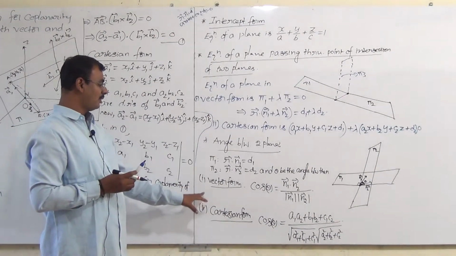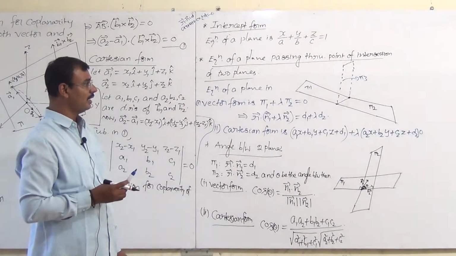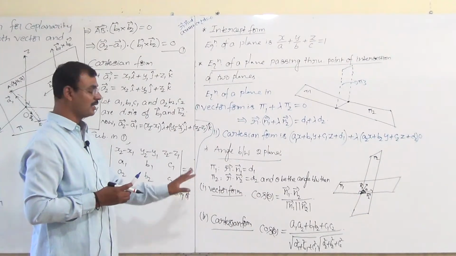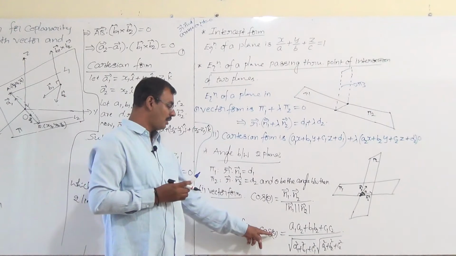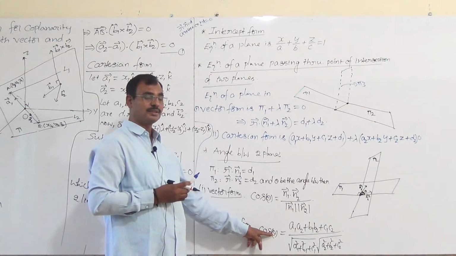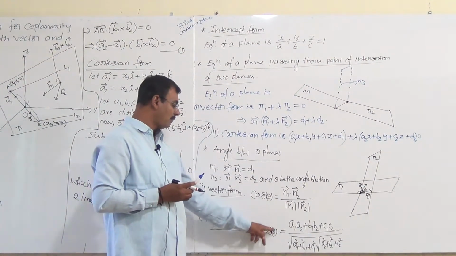So Cartesian form, vector form. In this case, we are using conditions also. Conditions are: if theta is equal to 0 degrees, then what happens?